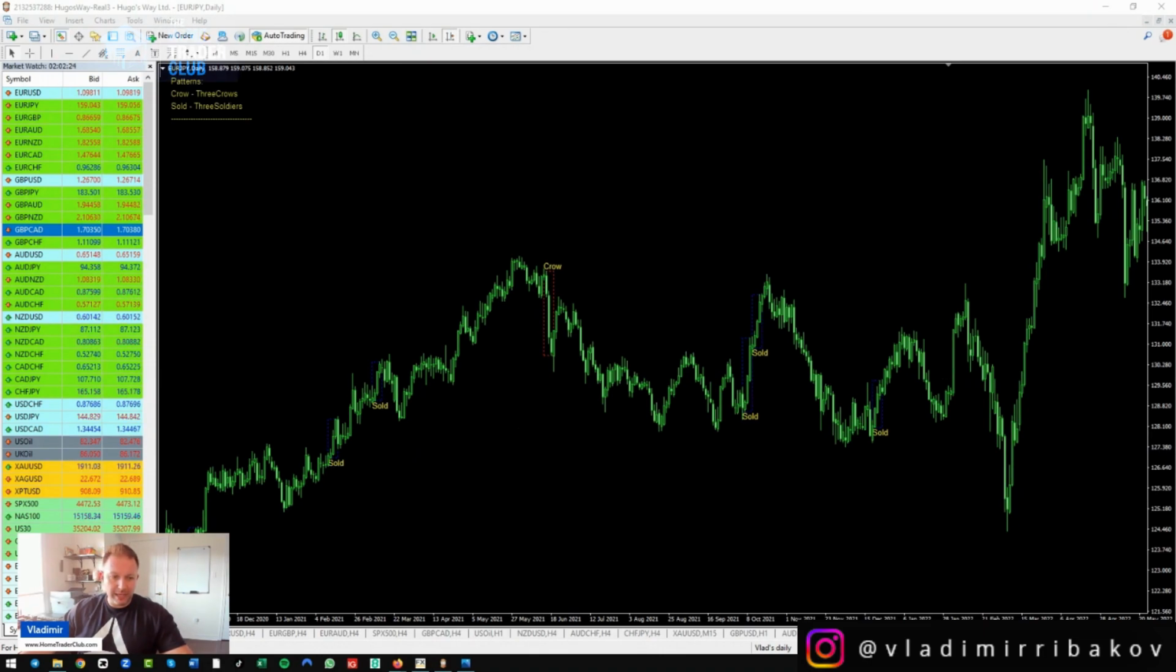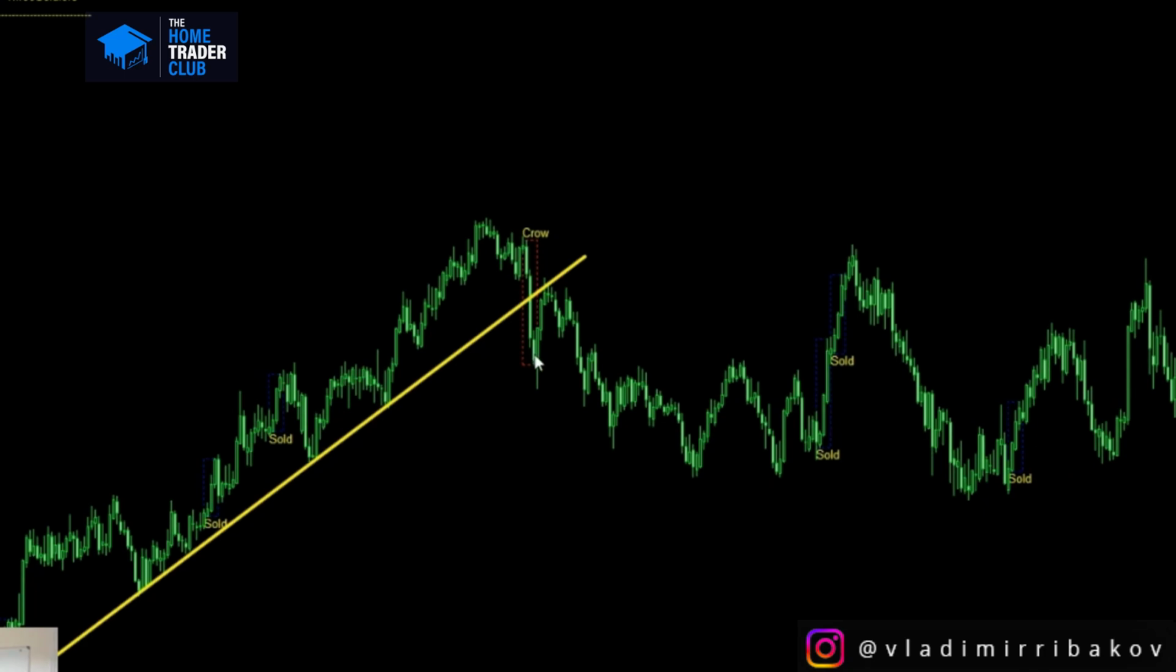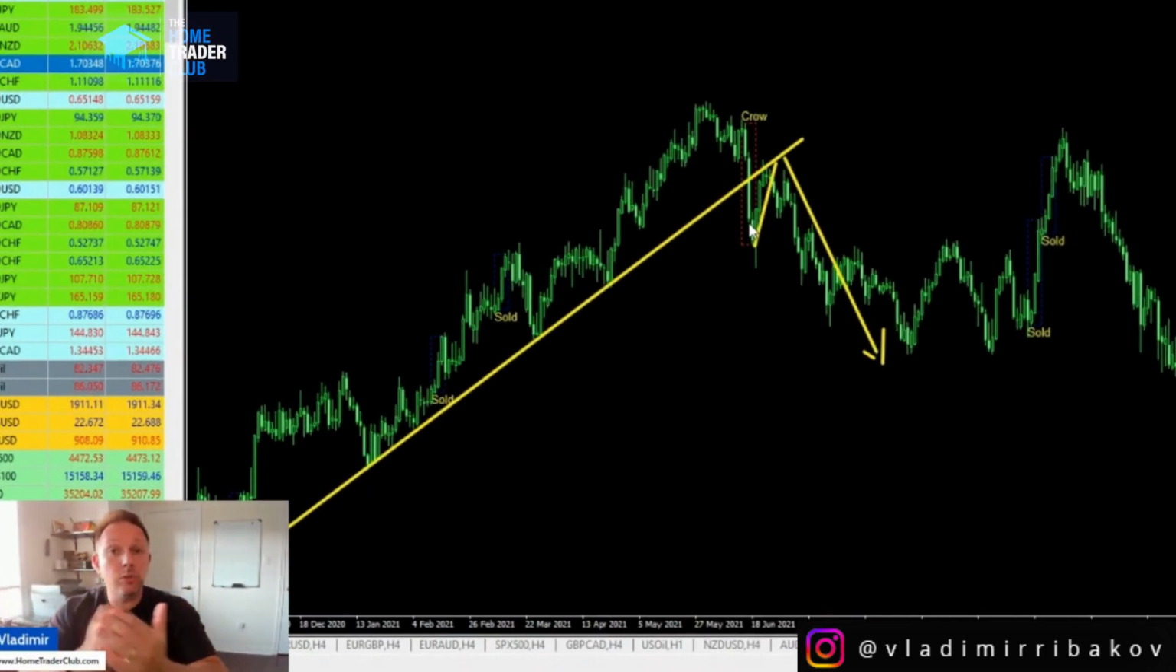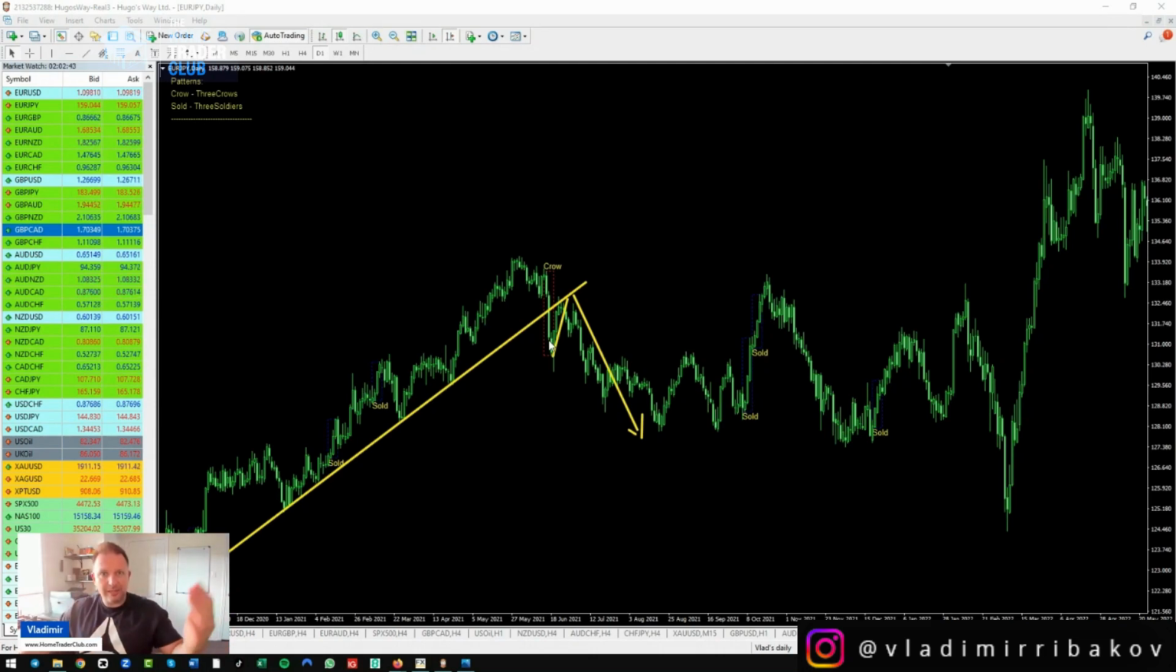Then take a look at this interesting part. The trend comes to the end, and we got what? A trend line breakout with three massive crows. The trend line is retested, and a fantastic sell is delivered. The three crows is the momentum breakout through a trend line. Boom, voila, you got an amazing trade.